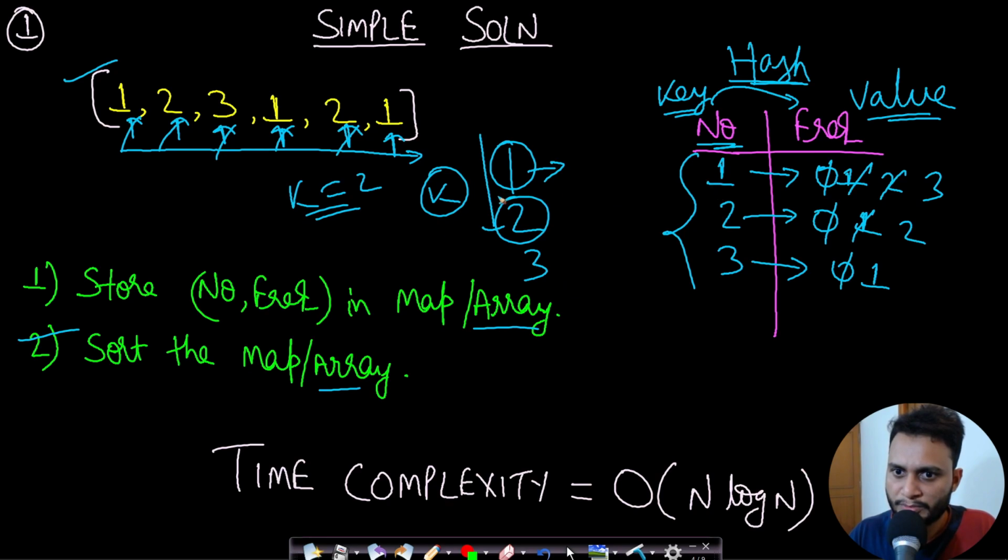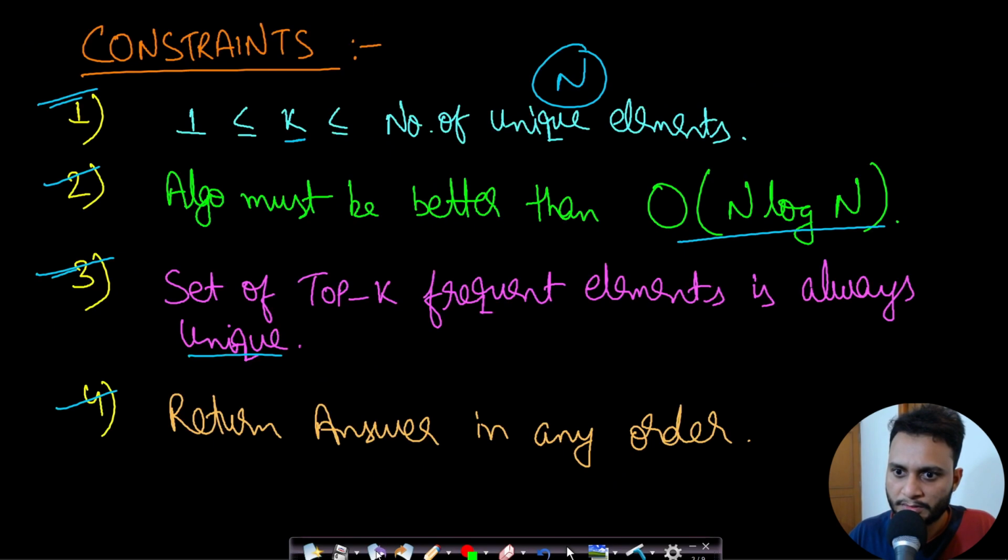So what will be the time complexity? When you are storing all these elements in a hash map, that will take just order of n time. From the hash map, we are using sorting, sorting the elements based on frequency, so that will be at most n log n. After that, the third step was to pick the top k elements, which will be order of k. So the longest time is n log n, which is for sorting. Now the constraint given here mentions that the algorithm must be better than n log n.